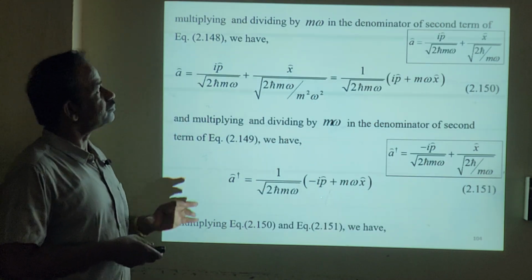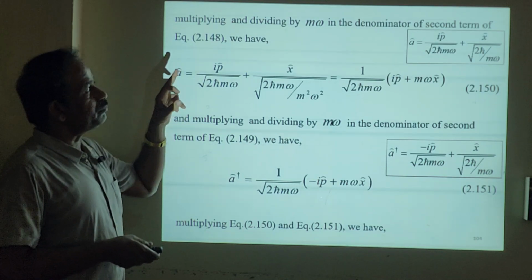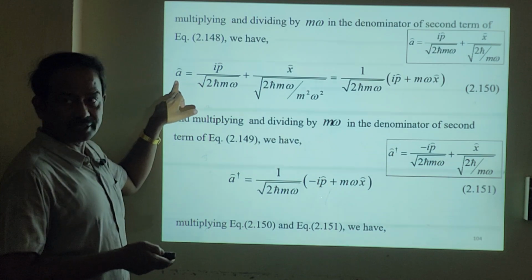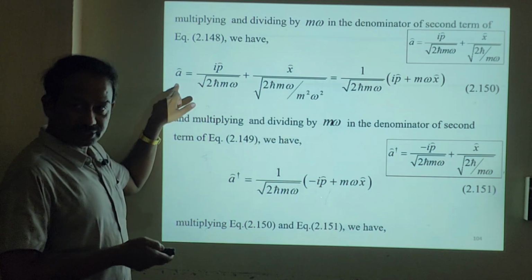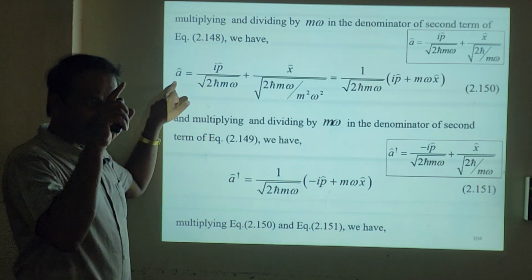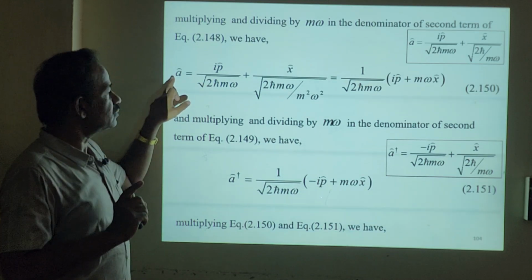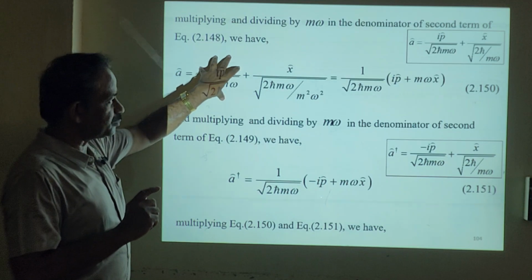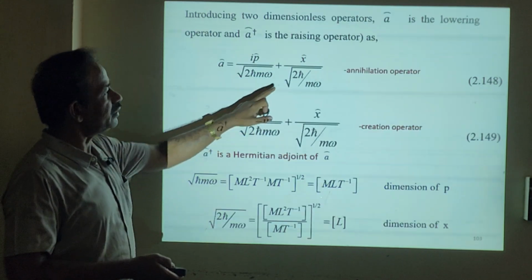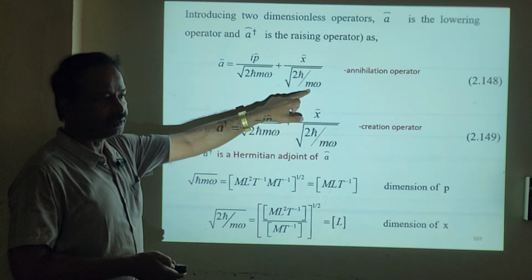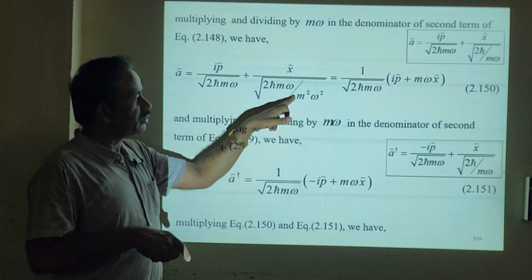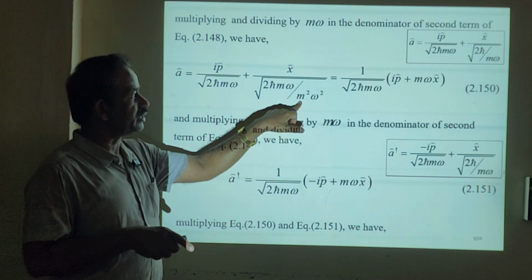Now multiply and divide by m omega. So that is in the second one. So this is A. What is this one? Annihilation or creation operator? Annihilation operator. A dagger is the creation operator. So this is the annihilation operator. So in this second expression you multiply and divide by m omega. See here, 2h cross divided by m omega. Multiply and divide by m omega. So that will give you, in the denominator, m squared omega squared. Correct?